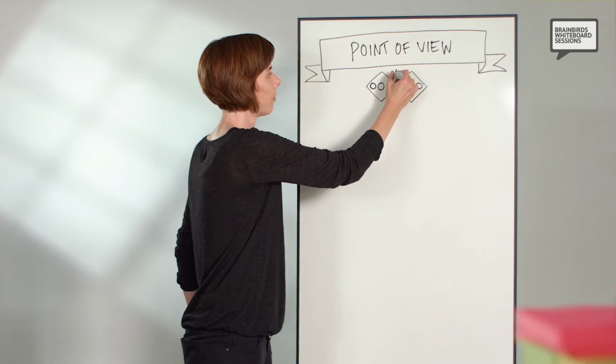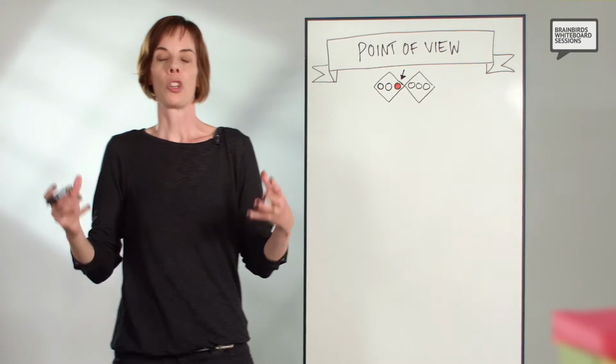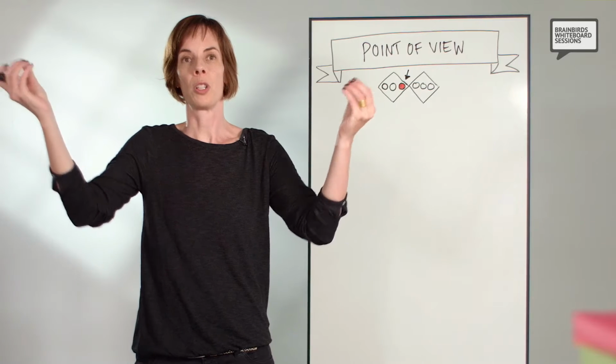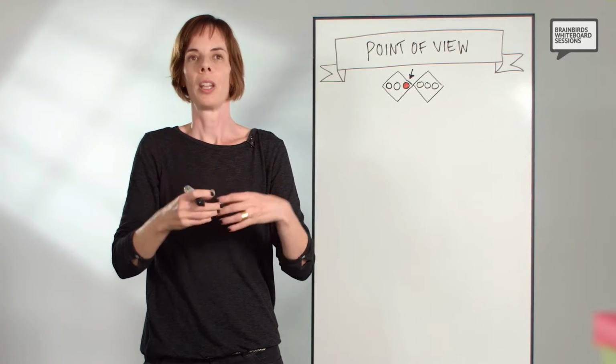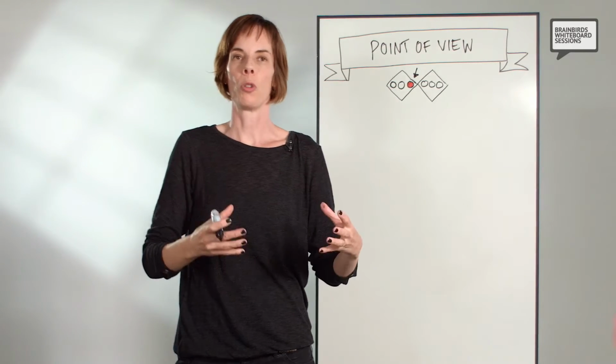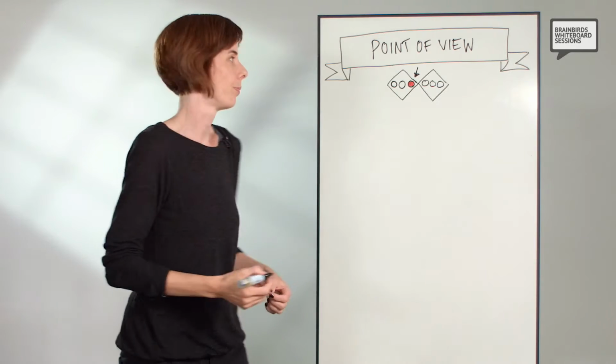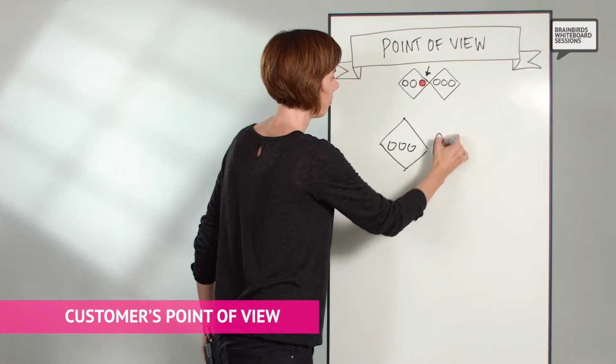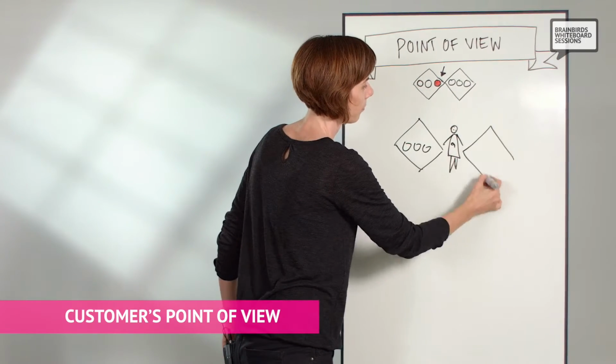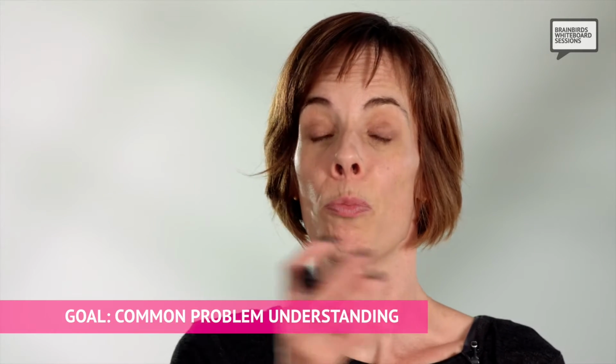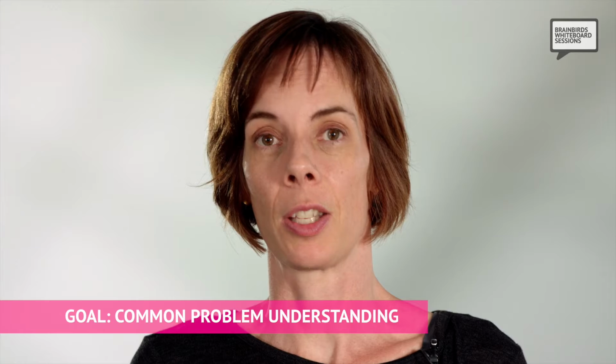The third phase in the design thinking process is the point of view. During this phase, the team pulls together all the research data and formulates a point of view from the customer perspective. The goal is to actually align the team on the problem to be solved in the next phase.